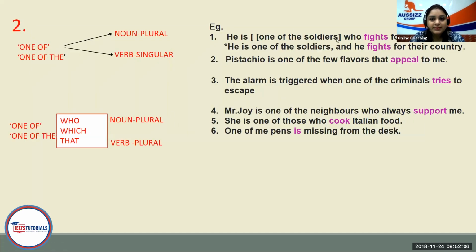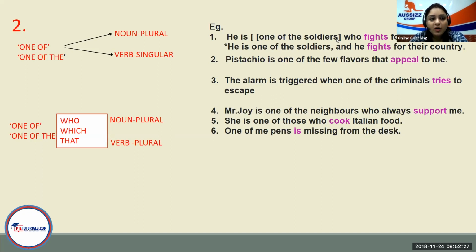Okay. Next rule is "one of." It's again a very, very important rule. "One of" or "one of the." I can say this particular rule contains two types of rules. "One of" means among all.